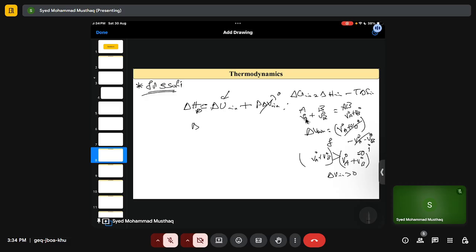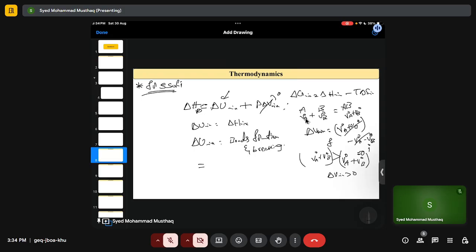Then what is my internal energy term? Delta H mix will be equal to delta U mix. And what is delta U mix? Delta U mix is related to bond formation and breaking. Again, I have derived this part in my previous session, so I am not going to do that again.